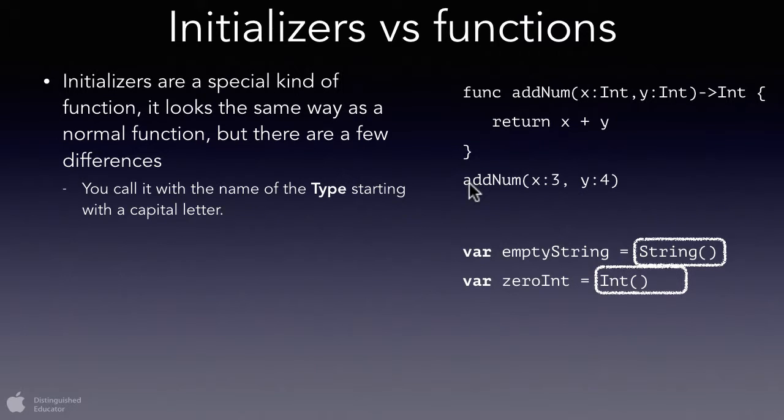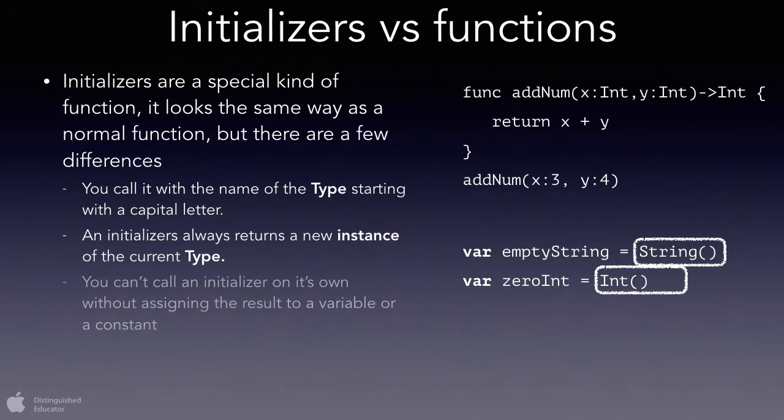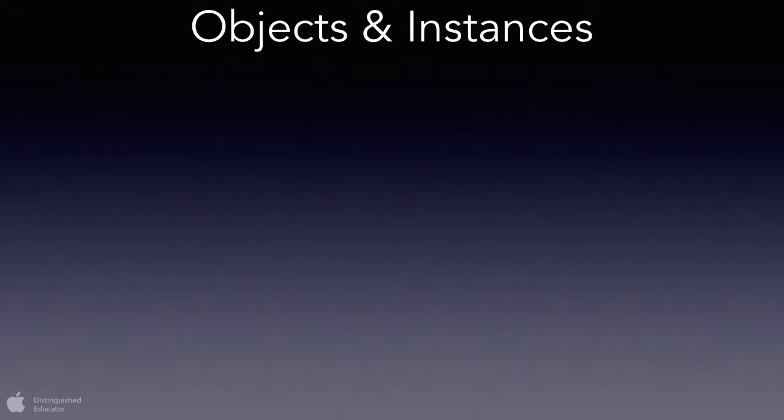You can't actually use an initializer this way. An initializer always returns a new instance of the current type. So you can't call it this way. If you try to use this kind of code just by itself, it won't work, because these two are initializers and you have to use them this way, where you put the output from the initializer into a variable.